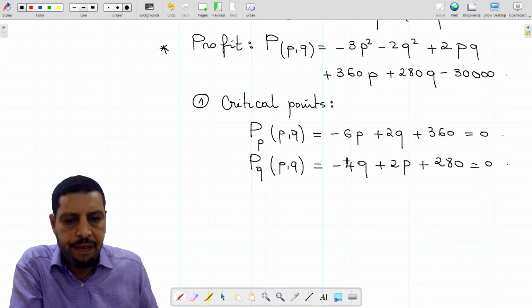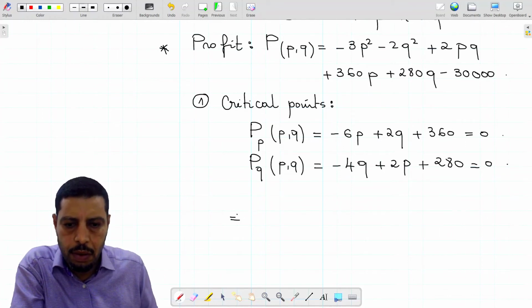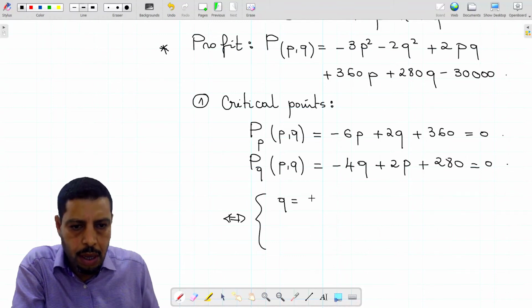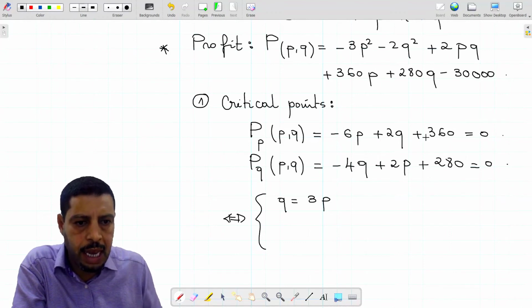Now, from the first equation, we conclude that if we write here q, you will find that q is equal to 3p. Okay? You move the negative 6p to the other side. You move the 360 to the other side. You divide by 2 to get q. So you will find that it's 3p minus 180.